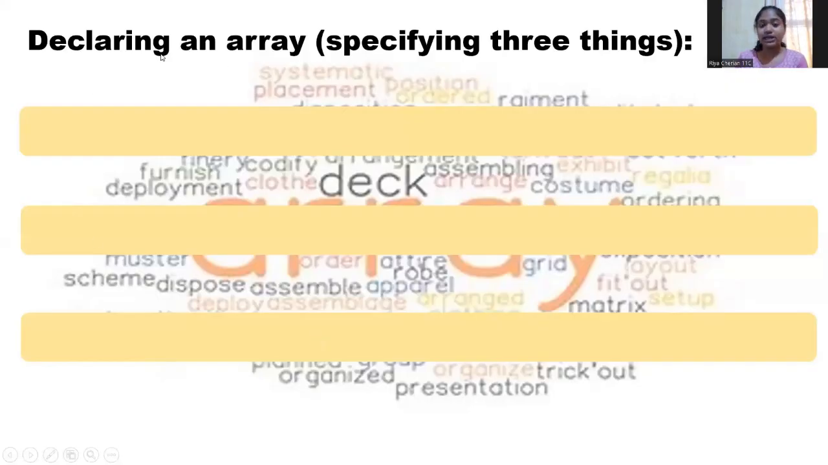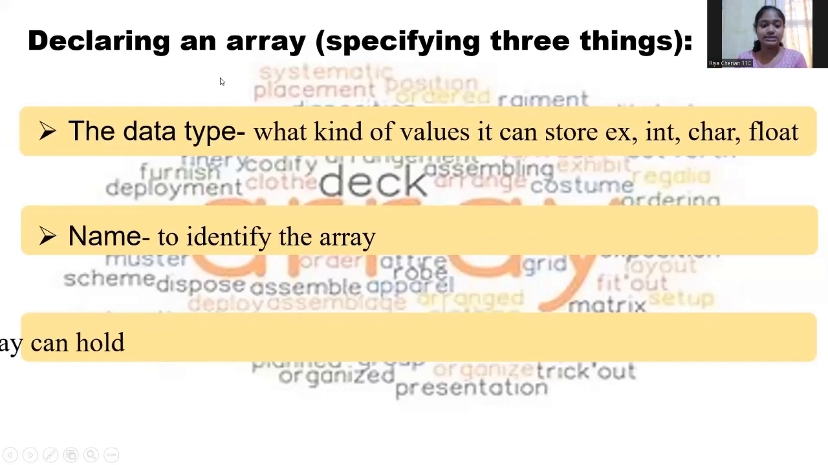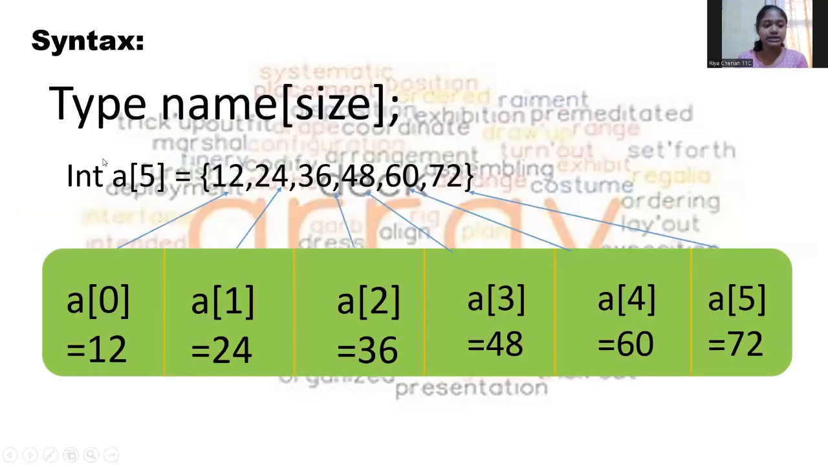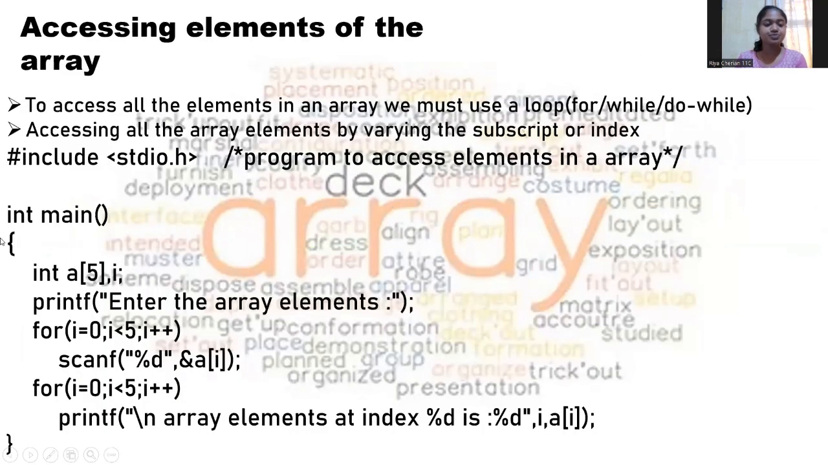Declaring an array. To declare an array, we need to specify three things, that is the data type, the name, and the size. Here, int is the data type, a is the name, 5 is the size. So for the given array, 5 is the size and it consists of 6 elements in it.